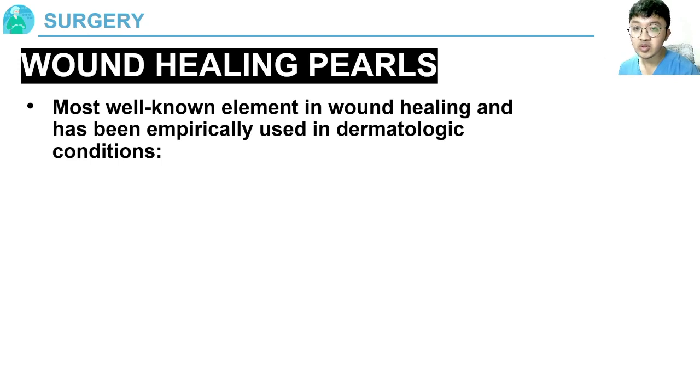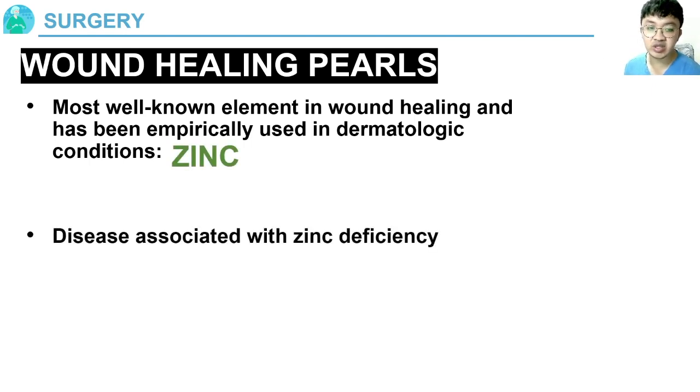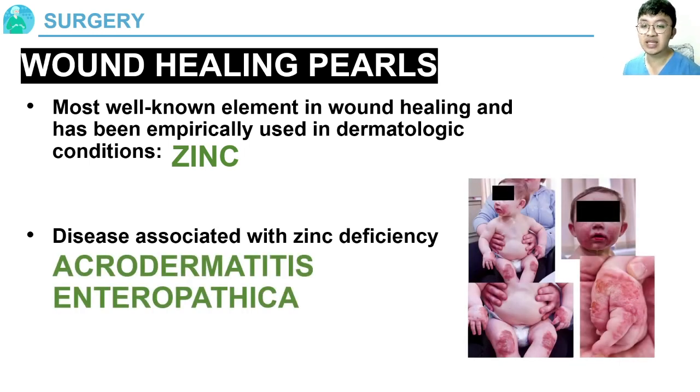Next, what is the most well-known element in wound healing that has been empirically used in dermatologic conditions? This is your zinc. A disease associated with zinc deficiency, in patients with eczema and dermatitis, you call this acrodermatitis enteropathica. Again, for amino acid, arginine; for vitamins, vitamin A and C; for elements or trace minerals, you have your zinc. For zinc deficiency, it's again your acrodermatitis enteropathica.